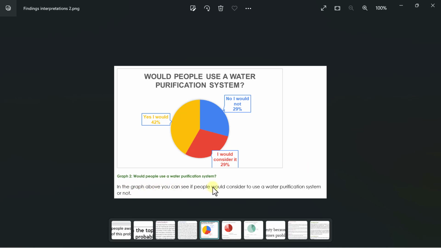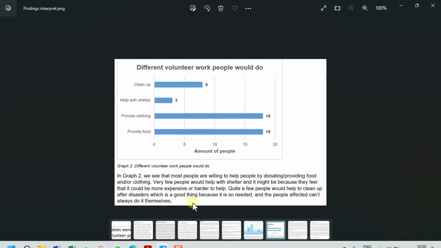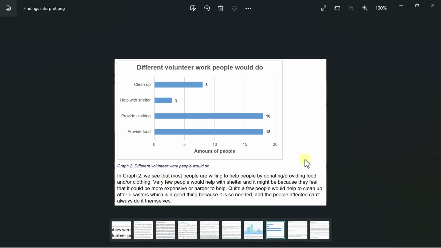It just says in the graph above, you can see if people would consider to use a water purification system or not. I told you, I don't want to have to look at the graph. I need to be able to read it and understand what the graph shows without having to look at the graph. But it doesn't have to be so super specific. So in this example, it's not like you have to tell me 18 people say this and 18 people say that. You can, but you don't have to.